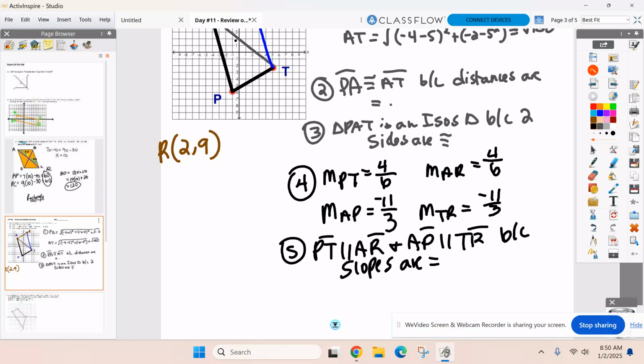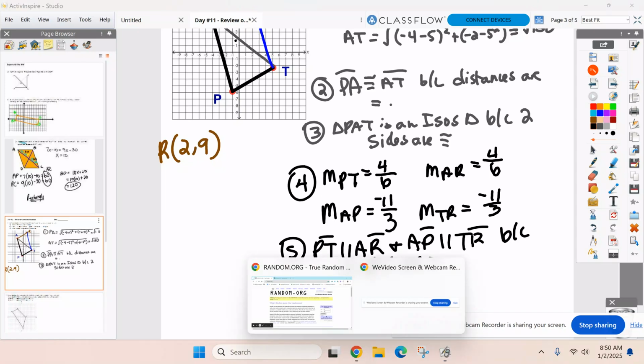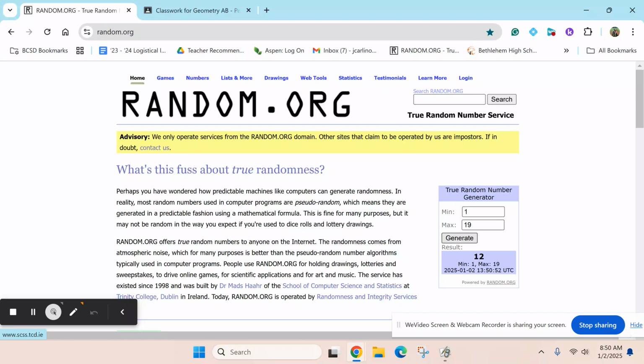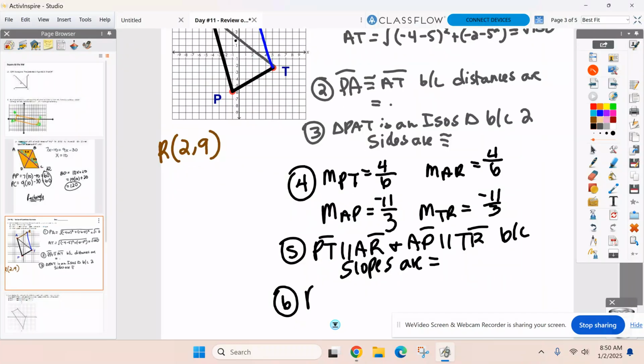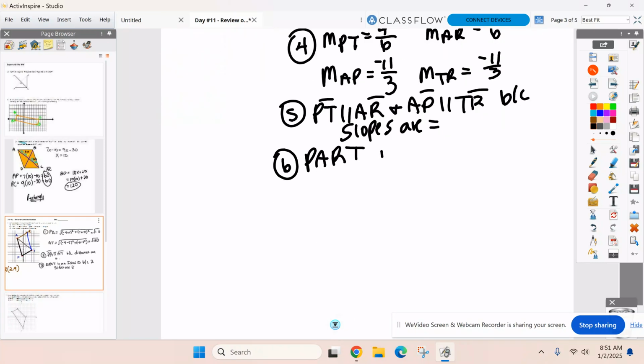And if the lines are parallel, what type of figure is this now? Opposite sides are parallel. This must be, Hayden, a parallelogram. PART is a parallelogram because, how do you know it's a parallelogram, Hayden? What did we just show? Slopes are congruent and both sides are parallel. Okay, you can just say opposite sides parallel. Yep. Done. Good work, everybody. Good work.